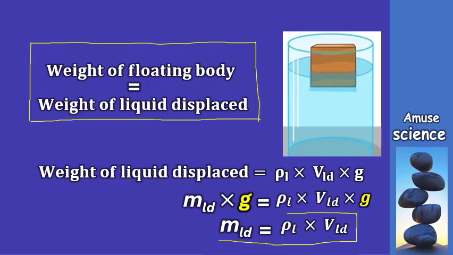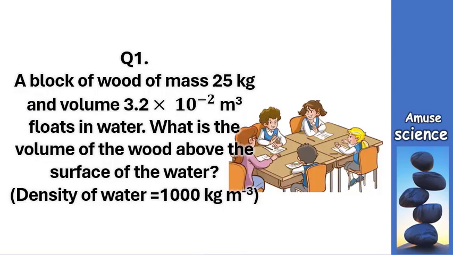Our first question reads, a block of wood of mass 25 kilograms and volume 3.2 times 10 exponent minus 2 cubic meters floats in water. What is the volume of wood above the surface of the water? And the density of water has been given as 1000 kilograms per meter cube. So let's see how we are going to solve this question.